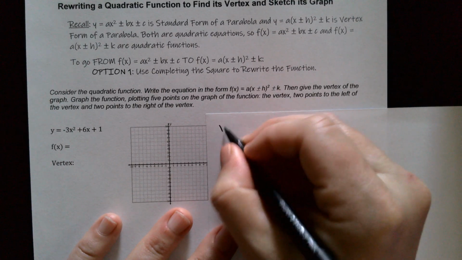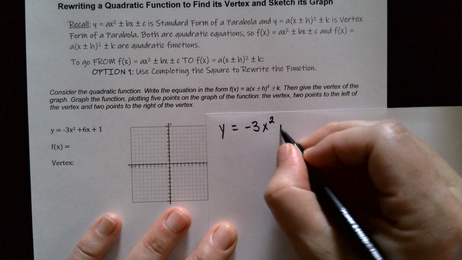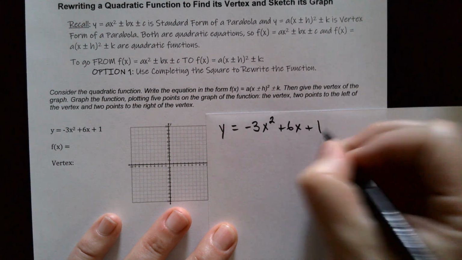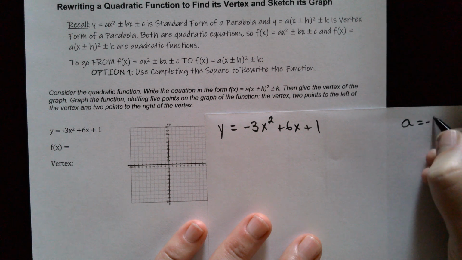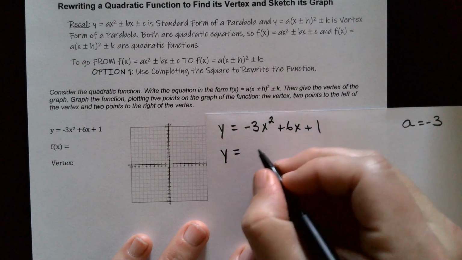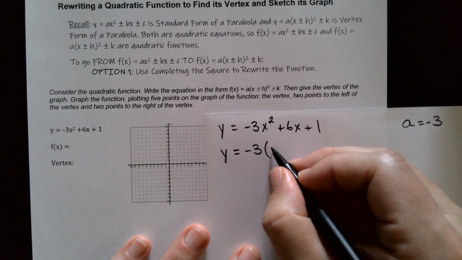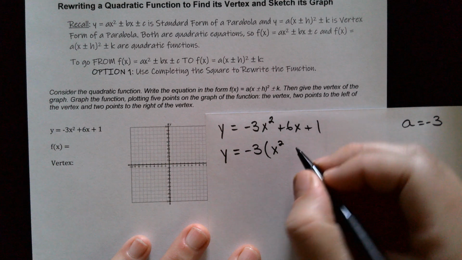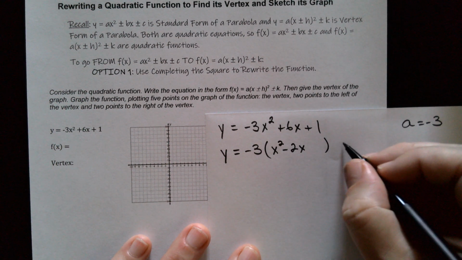y is equal to negative 3x squared plus 6x plus 1. First, find your a. a is equal to negative 3. It's the number out front. Factor it out of the first two terms, so that's dividing it out, right? This term divided by negative 3 is just x squared. This one divided by negative 3 is negative 2x. And then plus 1.